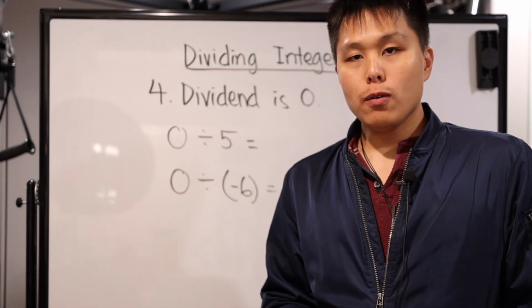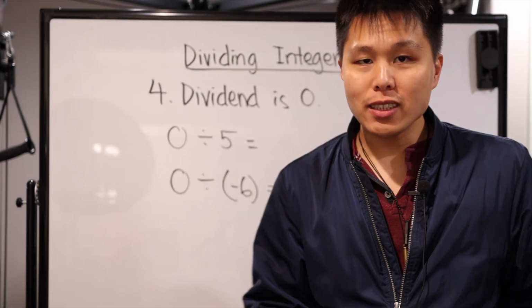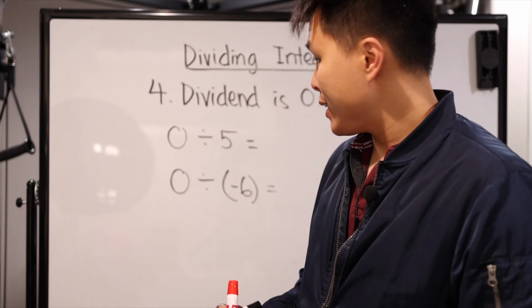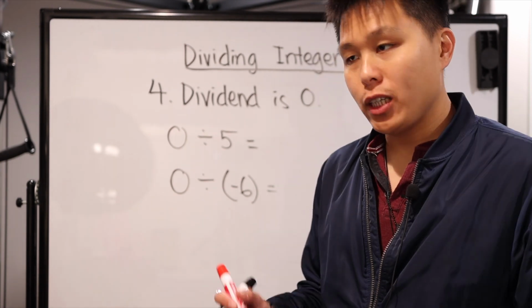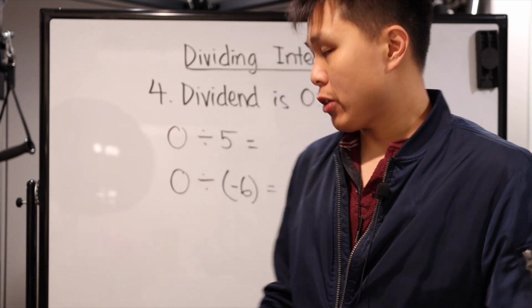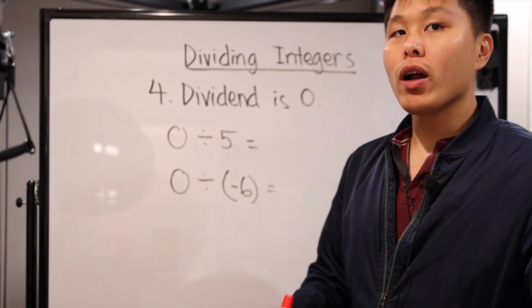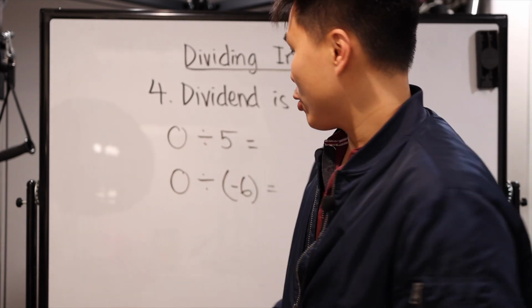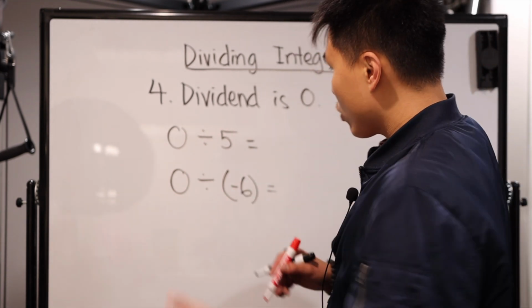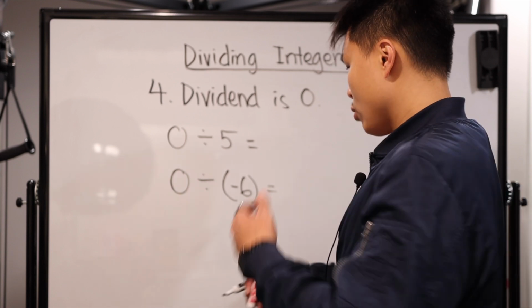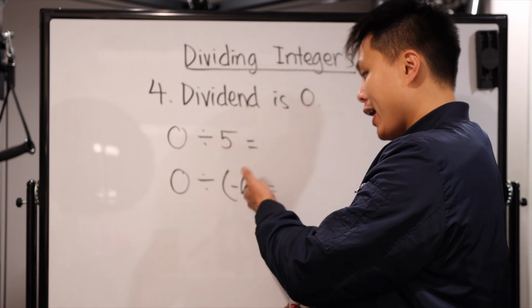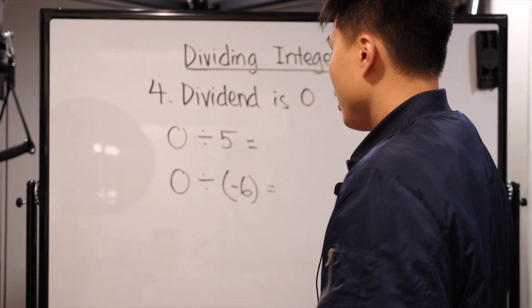There you have it. All right, so we have our fourth case. Dividend is 0. Basically, the number on top, or the number that's being divided, is 0. Now, this one is one of the most simplistic ways of going about it. Every time you see something like this, where it's 0 divided by some number, no matter what, positive or negative, doesn't matter, unless it's divided by 0.